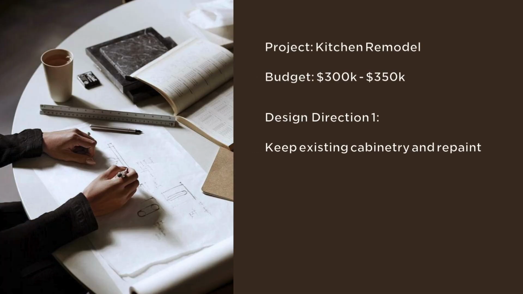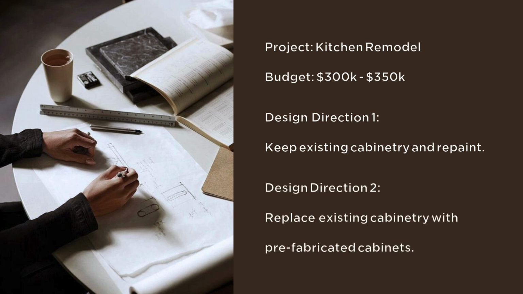The first design direction is whether I keep the existing cabinetry and have it resurfaced and repainted, or the second design direction is ripping out all of the existing cabinetry and replacing them with prefabricated cabinets. So how do I use AI to do this? Let's jump in.